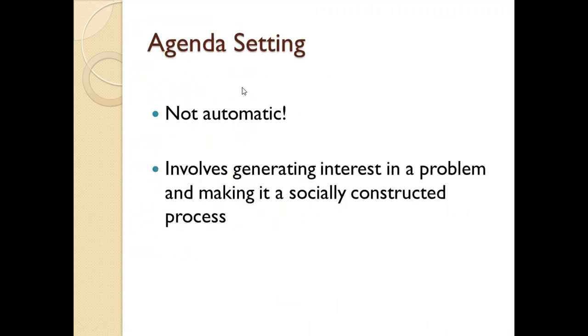So it's not an automatic process. It's not an automatic event, because it involves a level of galvanizing different interests to attract interest and influence on a particular problem, and therefore making it a socially constructed process. So it's not automatic, it's a process right from the interpretation, framing, and then up to when a certain issue appears on the agenda. So it's a complex process.